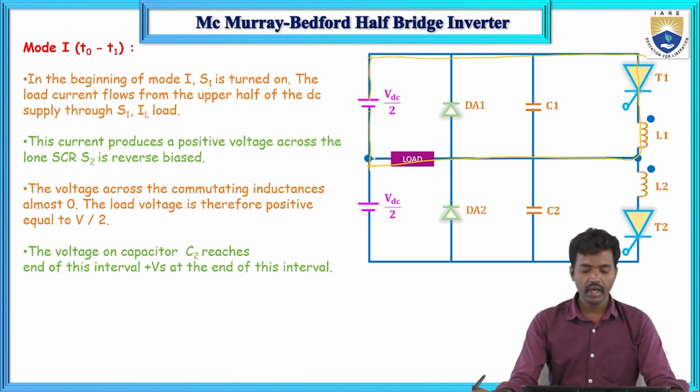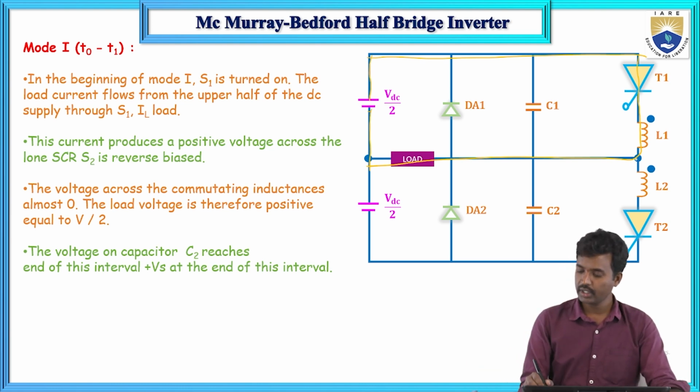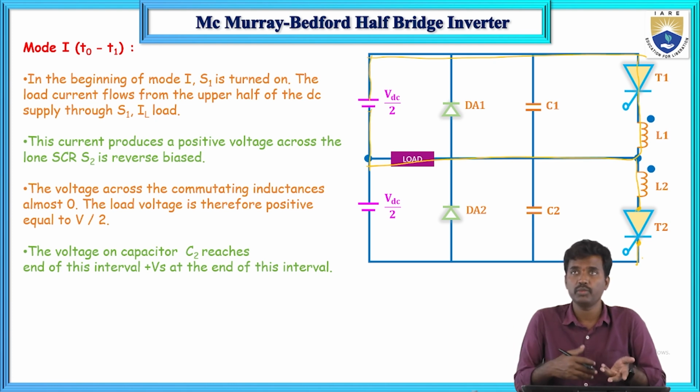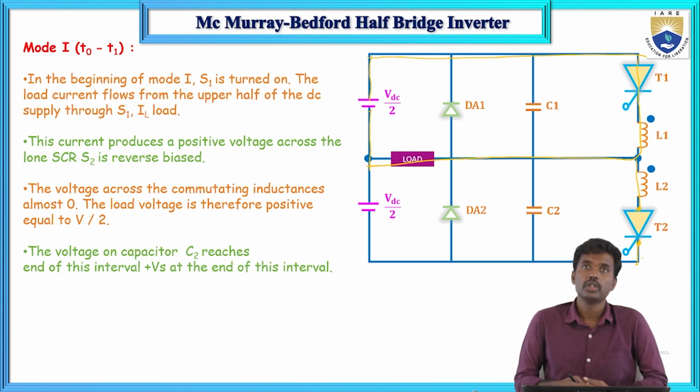This is the case, this capacitor. Here another assumption is that T1 and T2 are operated in complementary mode. When T1 is turned on, T2 is turned off, and when T2 is turned on, T1 is turned off. If one thyristor is turned off, the other is turned on. So it is a complementary commutation process we are using. This half-bridge McMurray-Bedford inverter is also known as a complementary commutated inverter.